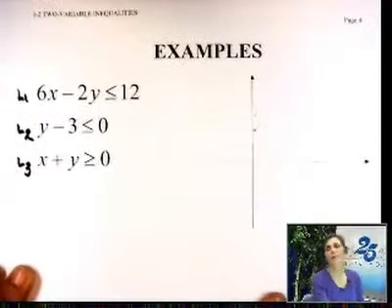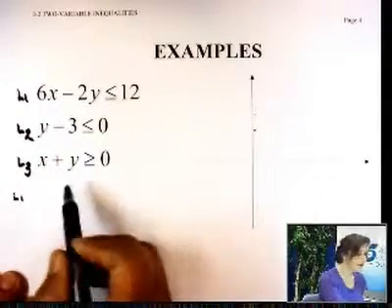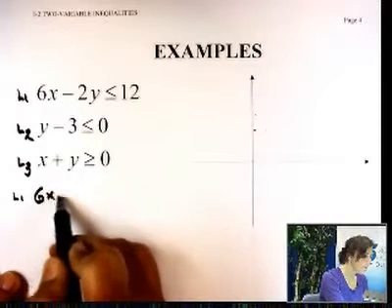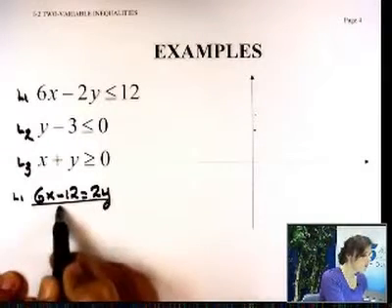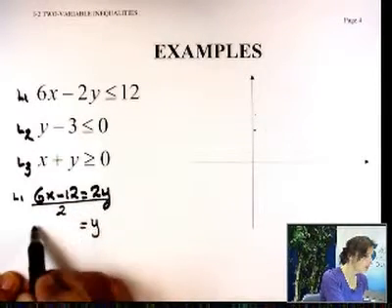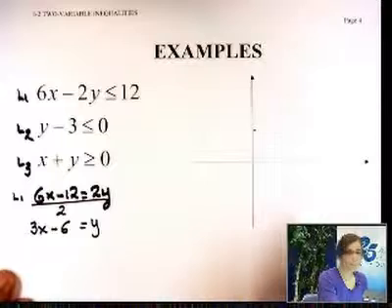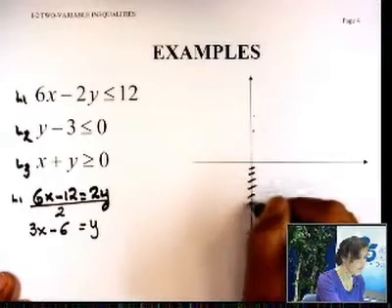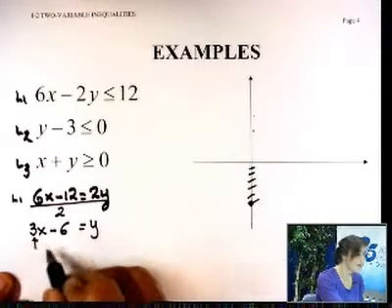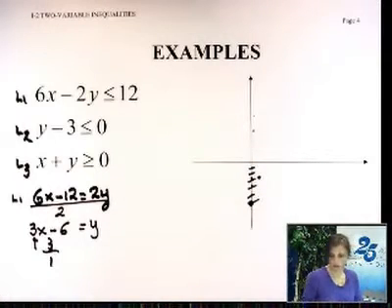Now I'm going to try to put everything in slope-intercept form. So here we go. L1. I'm manipulating this. 6x minus 12 equals 2y. Let's divide everything by 2. I have y equals 3x minus 6. So let's draw that one. So minus 6 is my y-intercept, 1, 2, 3, 4, 5, 6. And my slope is 3, which is 3 over 1. So that means 1, 2, 3 over 1. And I'm going to draw that.